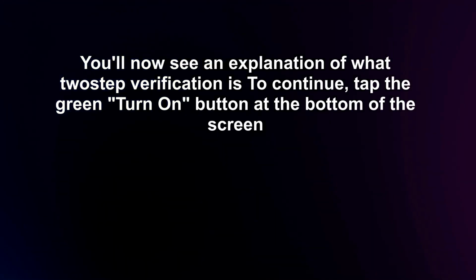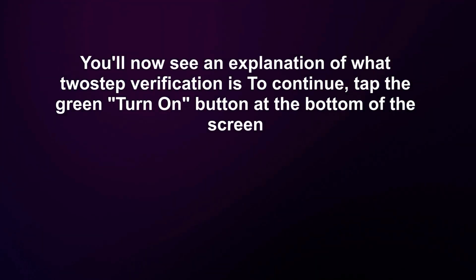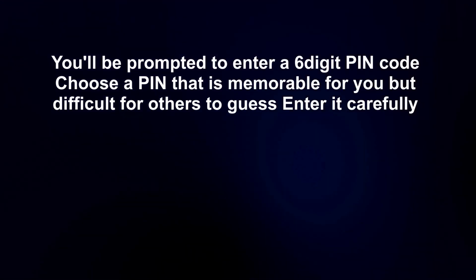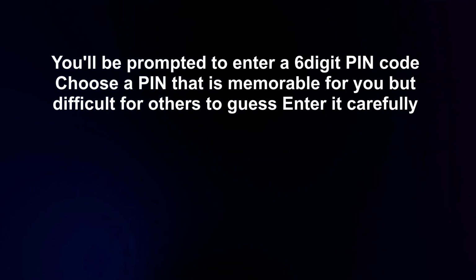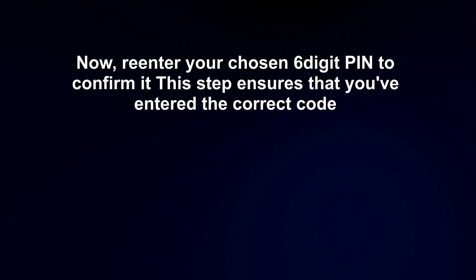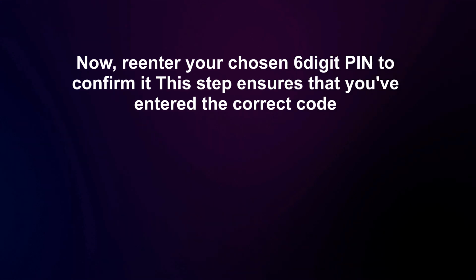You'll now see an explanation of what two-step verification is. To continue, tap the green Turn On button at the bottom of the screen. You'll be prompted to enter a 6-digit PIN code. Choose a PIN that is memorable for you but difficult for others to guess. Enter it carefully. Now, re-enter your chosen 6-digit PIN to confirm it. This step ensures that you've entered the correct code.